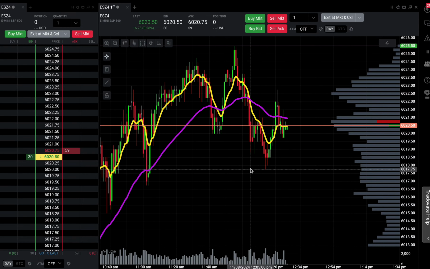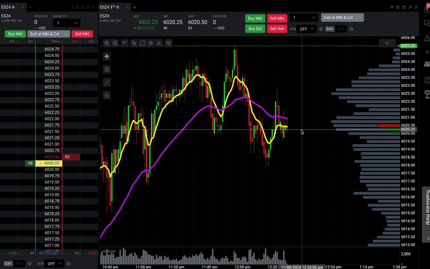Today we are going to be briefly going over how to set a stop loss on the Tradovate platform. We're going to be doing so with a desktop. This is going to be the desktop version, not the mobile version. So without further ado, let's go ahead and get right into it.